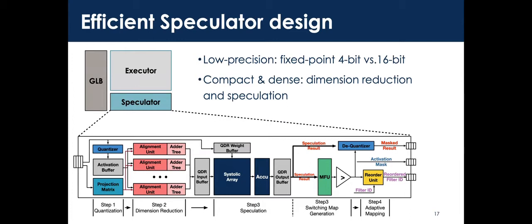Let's have a quick look at the design considerations. So first, we can use much lower precision in the speculator, again because of the noise resilience we have seen. In our design, the speculator uses fixed point 4-bit, while the executor uses fixed point 16-bit. Then, because the two computation steps in running approximate modules are very compact and dense, we can use a very efficient adder tree with alignment unit and a systolic array to finish the computation in approximate modules.